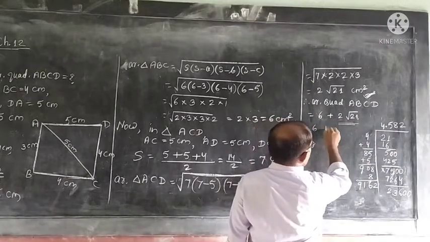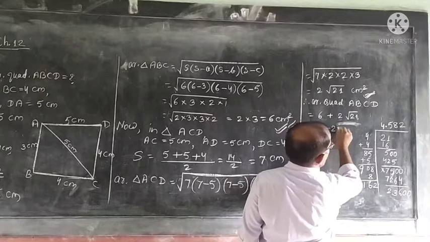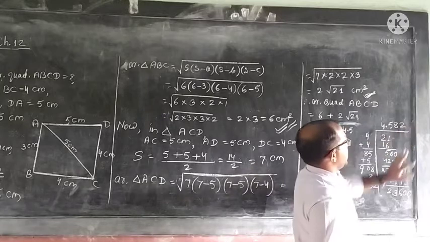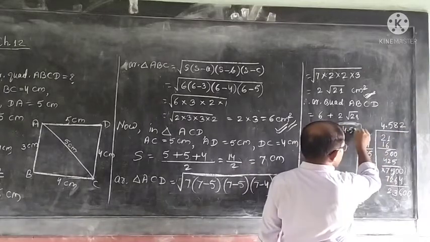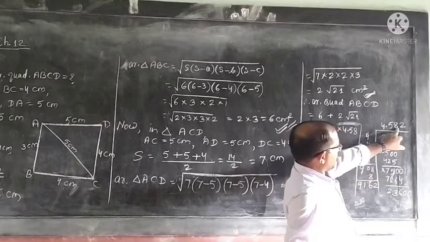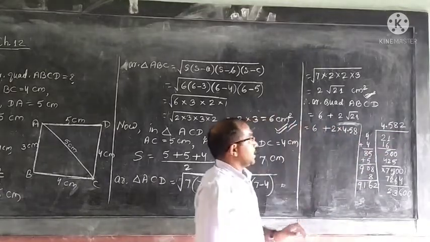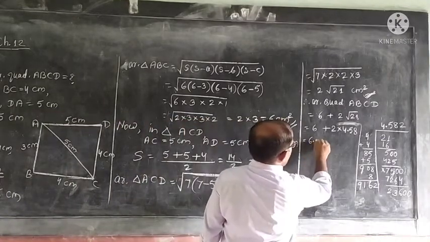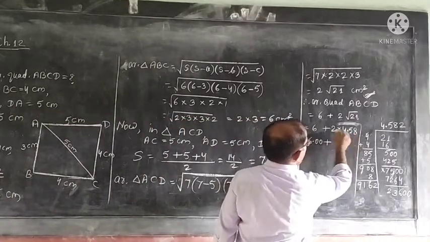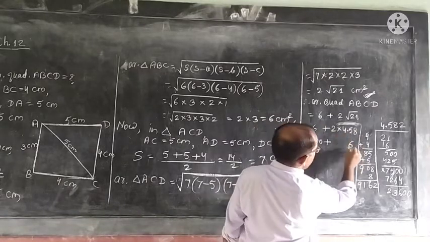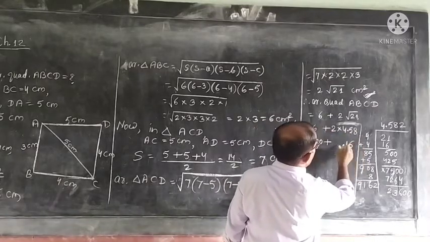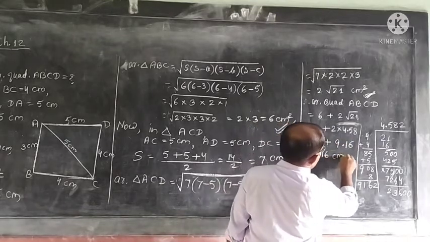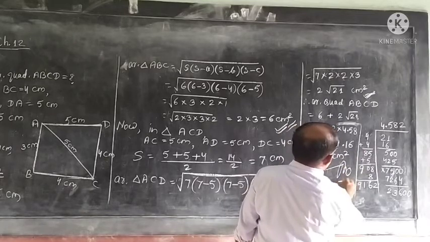So, 6 plus 2 into 4.582. The third digit is smaller than 5, so we will just keep 8 here only. So, we get 4.58. Now multiply these two: 8 2s are 16, 5 2s are 10, 1 is 11, 4 2s are 8, 1 is 9. Finally, we add 6.00 plus 9.16, and we get 15.16 centimeter square is the area of that quadrilateral.